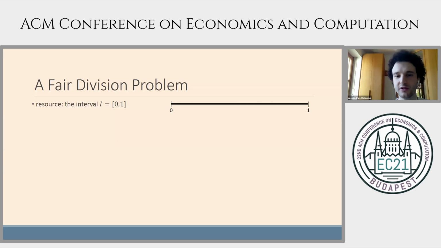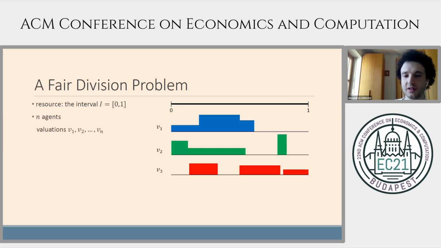So consensus-halving is a fair division problem where we have a divisible resource represented as the 0-1 interval. You can think of this as a cake, as a piece of land, or any other divisible resource that you care about. And we have agents that have valuation functions over that interval, telling us how much they like different parts of the resource. So in this picture, we have these essentially density functions of the valuation functions.